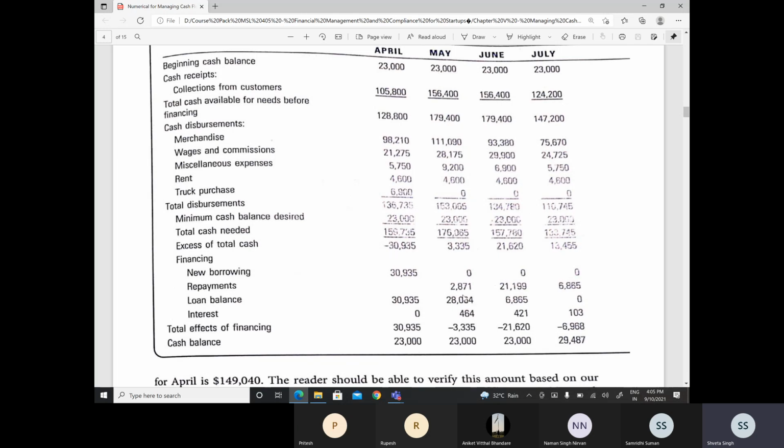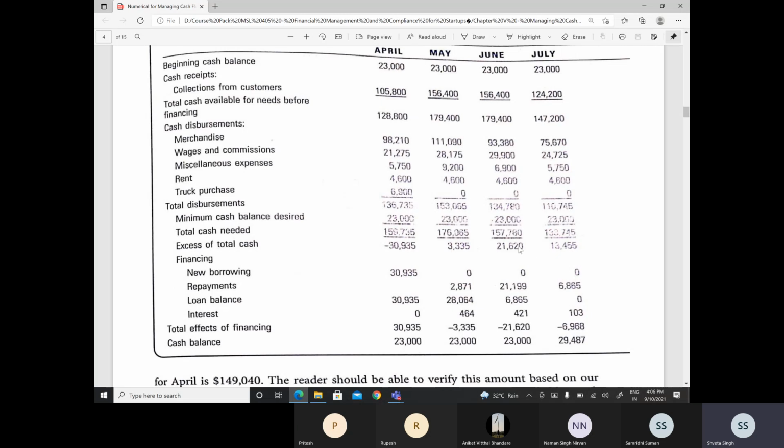Okay. So our loan balance that would remain would be 28,064, which is nothing but 30,935 minus 2,871 of repayments. Again, the total effect of financing is minus 3,335 and our cash balance remains at 23,000. Okay. Then we look at again for the month of June, we have the total cash needed of 157,780. We have more cash receipts at 179,400.